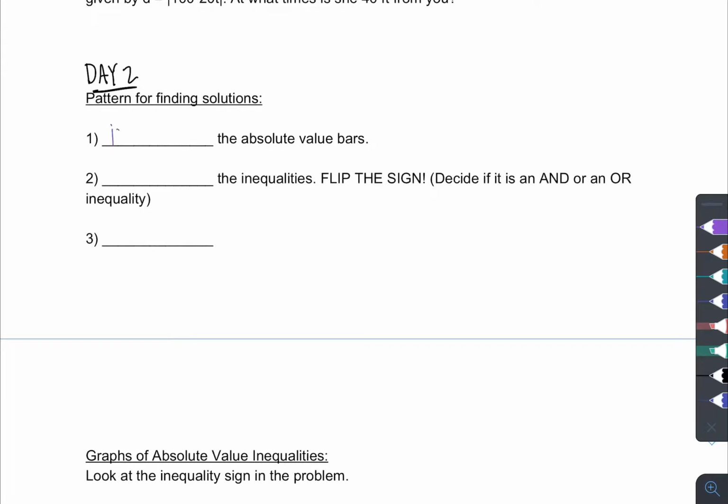First, what you're going to do is isolate the absolute value bars. Secondly, you're going to write the inequality. And then finally, you're going to solve. There is a note here. It says flip the sign, so we have to decide if it's an and or an or inequality. We have to change the sign for both equations we write.